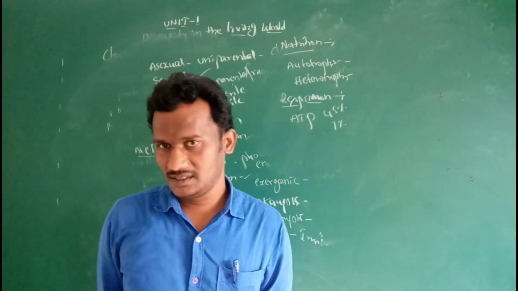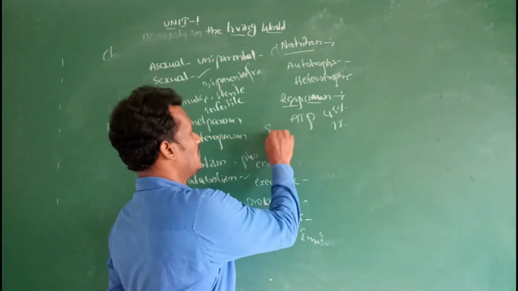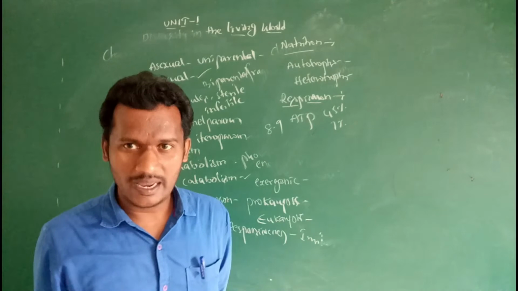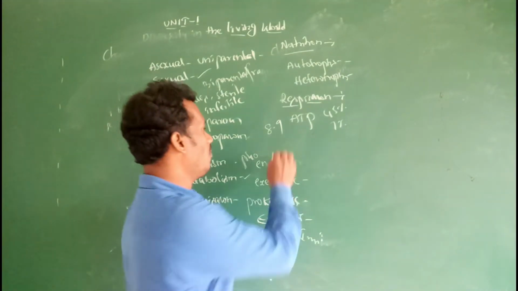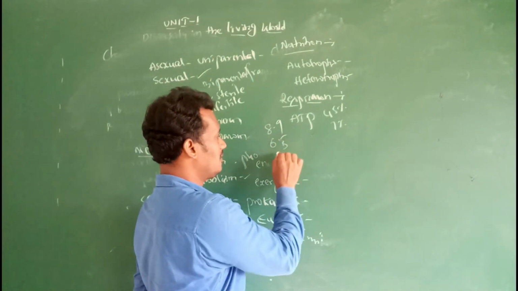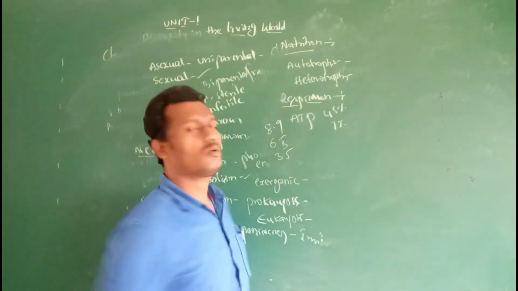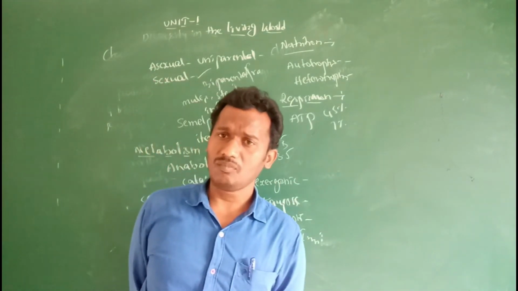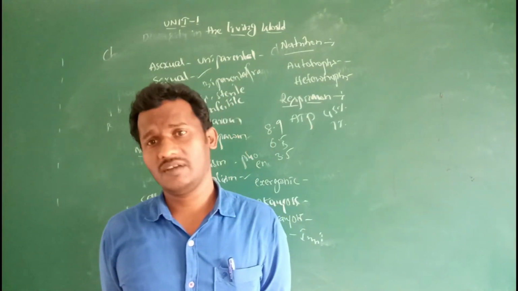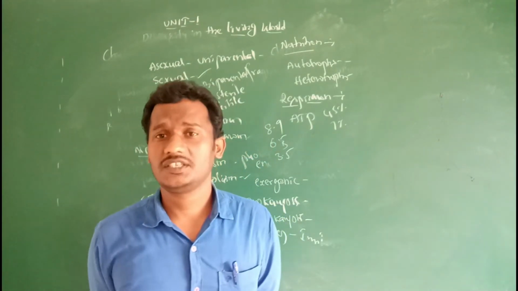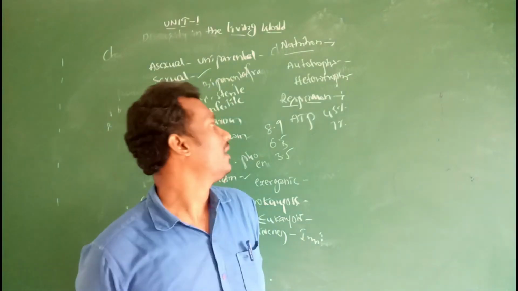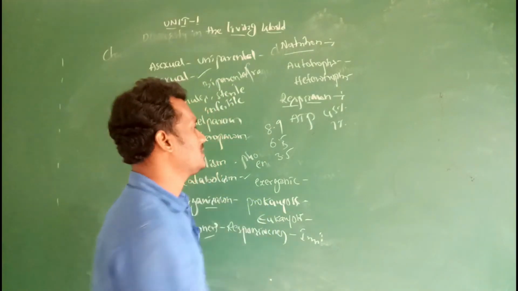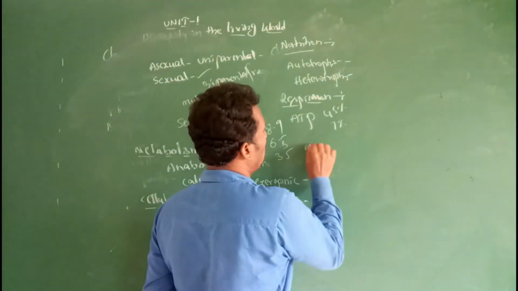By the hydrolysis of the third bond, approximately 8.9 kilocalories of energy is released. Second bond 6.5 kilocalories of energy. Then the first bond approximately 3.5 kilocalories of energy. Approximately 34 joules of energy is stored in ATP molecules. Respiration. Next one, movement.